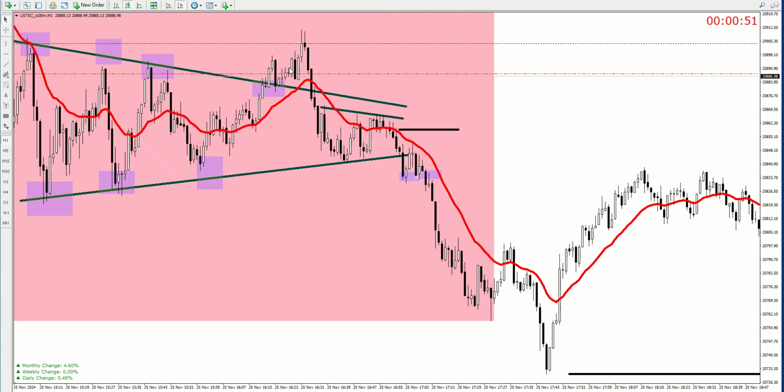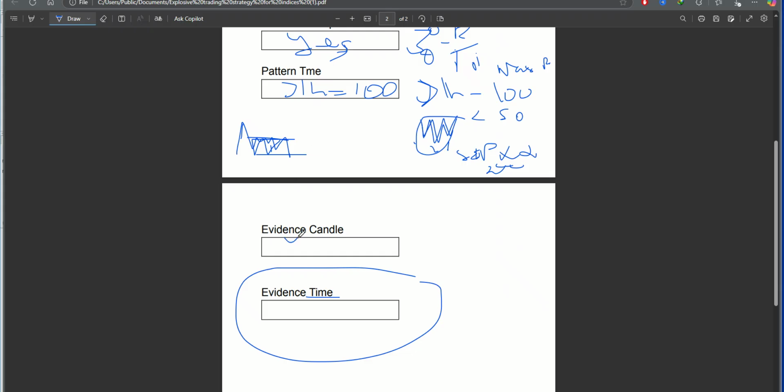Okay, so look at this, a big one. This is something we were expecting to see somewhere here, but we never saw it. You see, 1 2 engulfed. That's what we were looking for. From the breakout, we didn't find it. So this is the evidence candle. So we go back to our tick box. Do we have evidence? Yes.